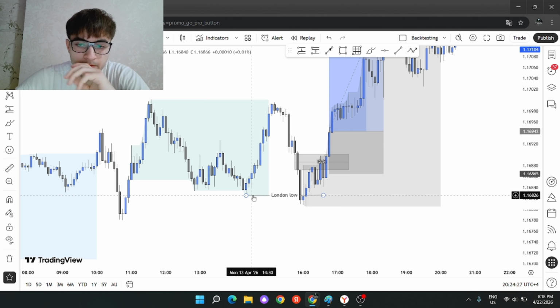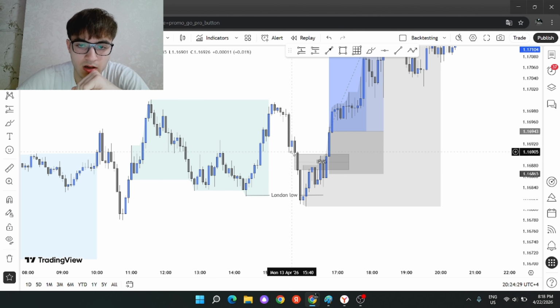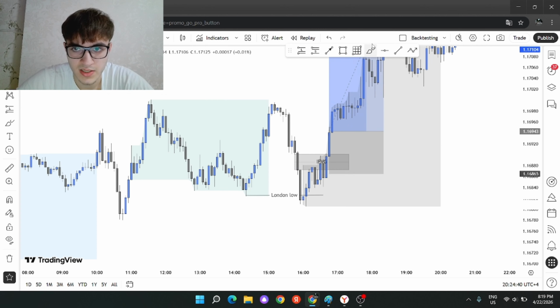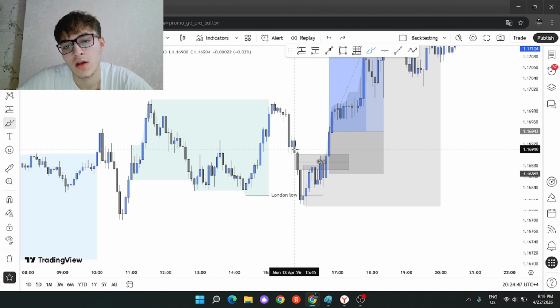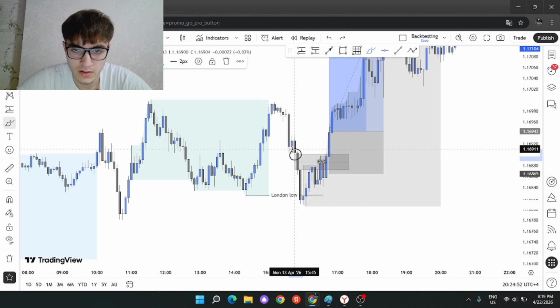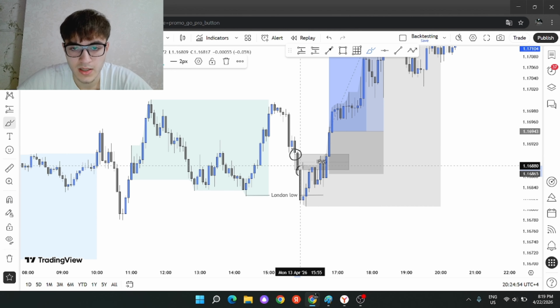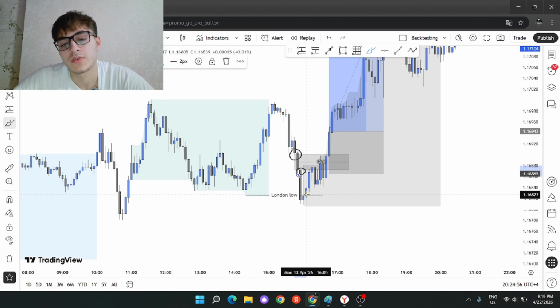London low, price swept London low. We're marking out the inverse fair value gap. First of all, we're marking out the fair value gap. Right here we have a fair value gap. I just marked it out, as you can see. This is the first candle's bottom wick, and right here it was the third candle's top wick.